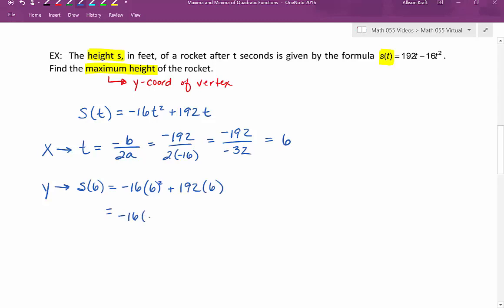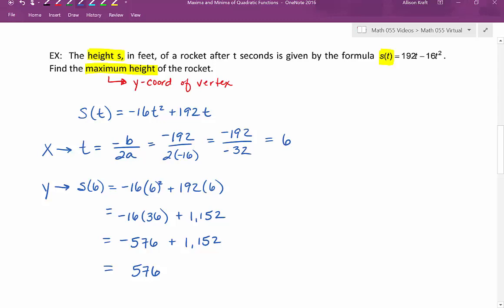It's negative 16 times 36 plus 1,152. Negative 16 times 36 is negative 576 plus 1,152. We get 576.